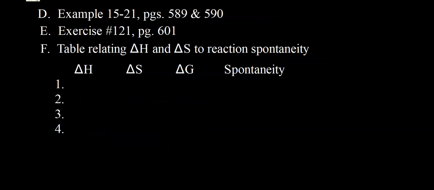All right, go to 589. Let's take a look at that example there, 1521. It says use thermodynamic data in Appendix K to estimate the normal boiling point of bromine. Assume that delta H and delta S do not change with temperature. So kind of the same thing here.